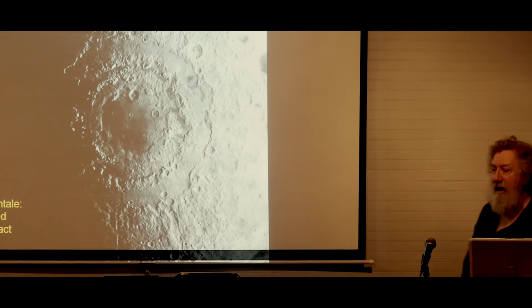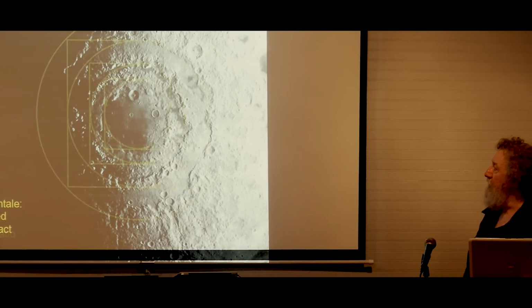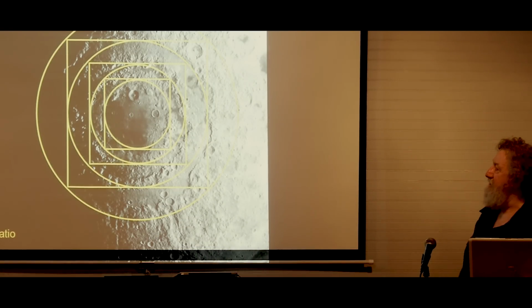And here's again Mare Orientale on the moon. Exactly displays the square root of 2.